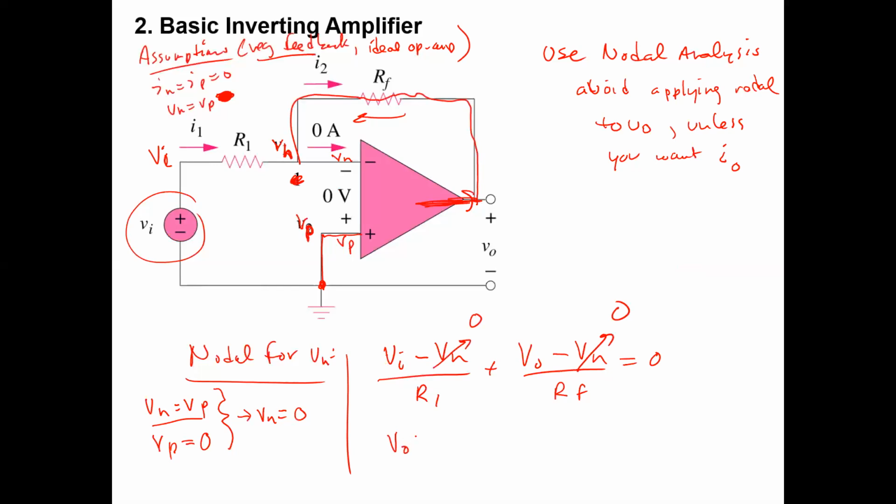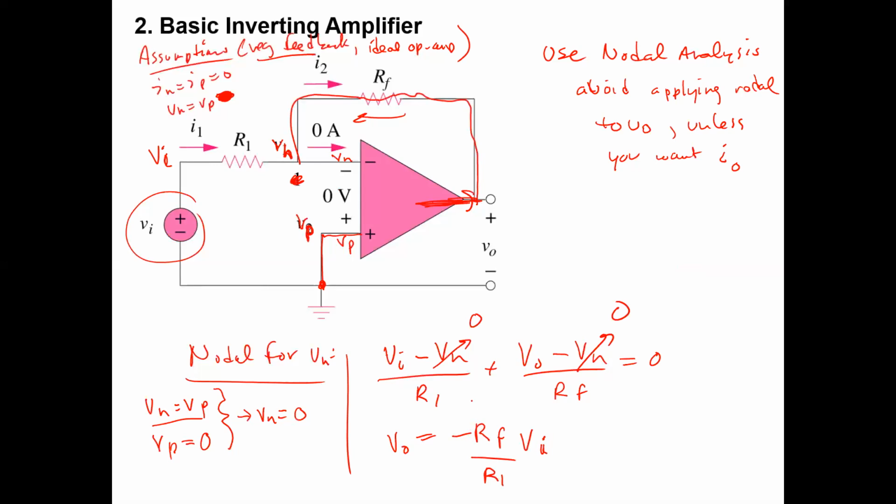So solving for VO equals plus RF divided by R1 times VI, your input. Wait, what? Sorry, this equals minus. What am I doing? So I saw an F that looked like this. It's minus RF over R1 times VI. If you do the algebra, you'll see. And that makes it an inverting amplifier.